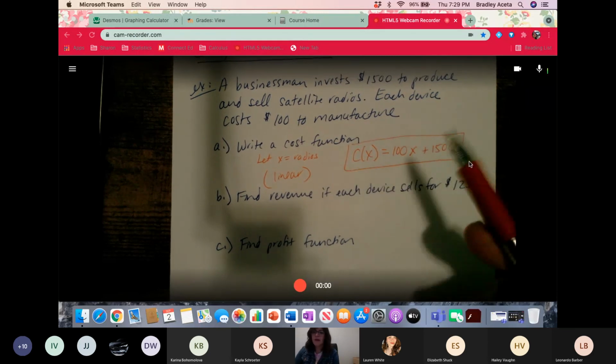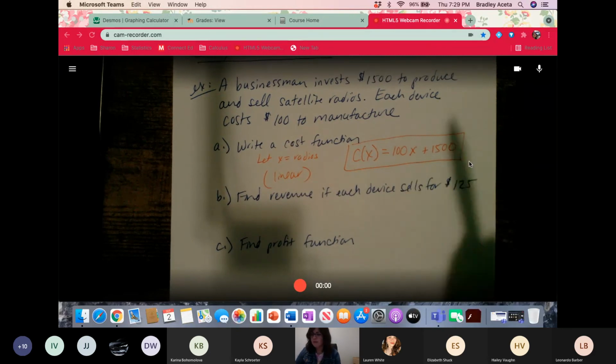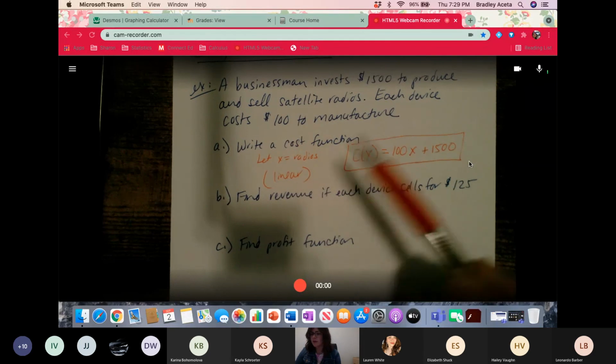So we've done that before. That is our cost function. It's linear, mx plus b: what it costs you to start and invest, and then how much it costs per radio, if x is your radio.